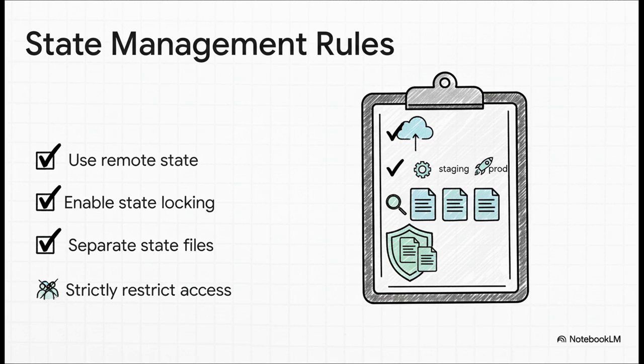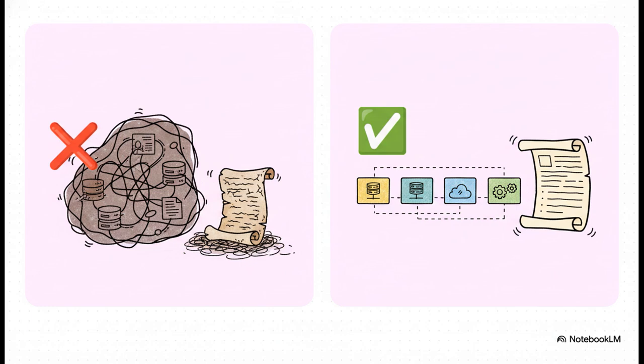So here are the 4 non-negotiable golden rules for state management. First, use remote state in something like S3 or Azure Blob. Your laptop is not a safe place for your infrastructure's source of truth. Second, you have to enable state locking to stop 2 people from running apply at the same time and causing chaos. Third, use separate state files for each environment. This ensures a mistaken dev can never, ever touch prod. And finally, lock down access. Your production state file is a crown jewel asset. Treat it that way.